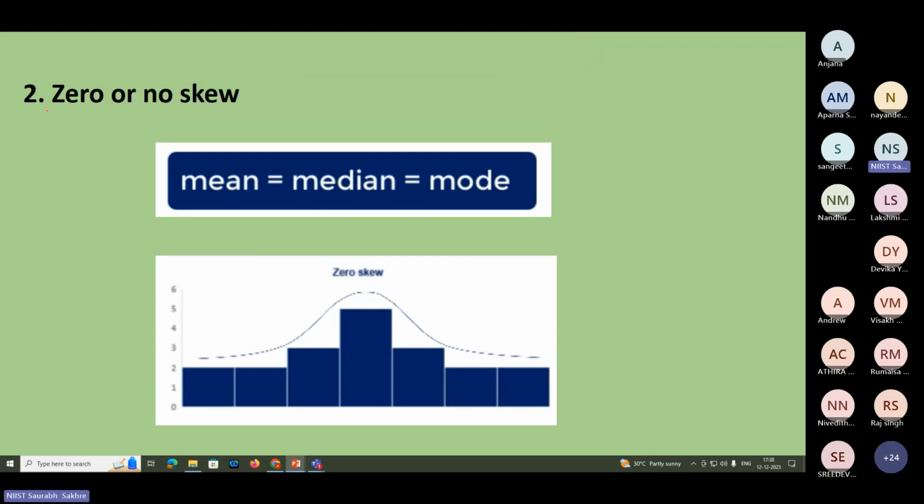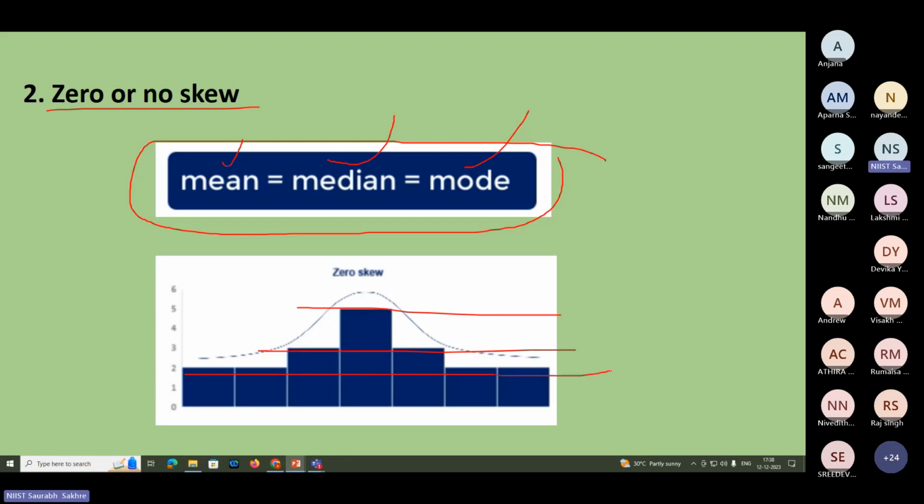The second one is zero or no skew. This is the ideal condition which never happens. But of course, we measure all our things related to some benchmark or some kind of ideal situation. So we calculate like this. When our mean is equal to the median and both are equal to the mode, then the histogram we obtained is called a zero skew. Means it is very properly distributed. You can see first bar, second bar, and then uniformly distributed. So this kind of symmetry is known as zero or no skew.